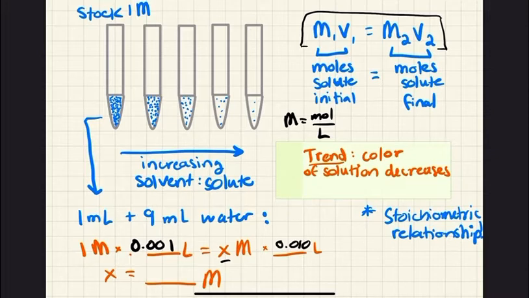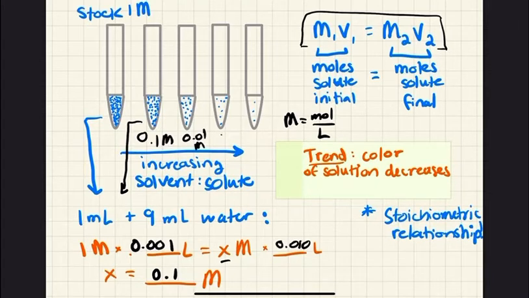And so if I solve for X, I would find that my concentration is now 0.1 molar. Basically, this is a 1 to 10 dilution, so my concentration should go down by a decimal place. We could continue this, so let's just imagine that this is our 0.1 molar solution. If we took 1 milliliter of this and followed the same process, we could get down to 0.01 molar.